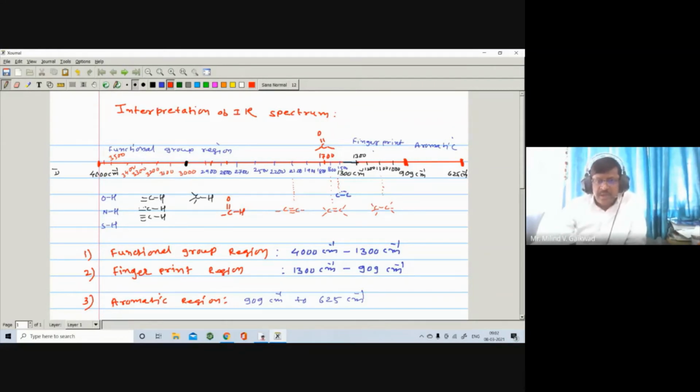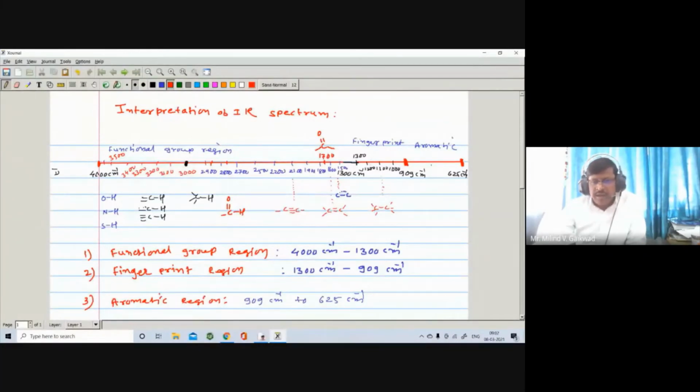Then we have seen the fingerprint region. The range is 1300 to 909. It is useful for sample comparison. And of course, in an organic compound, it contains CC bonds, so it is useful to find out the skeleton of a molecule.